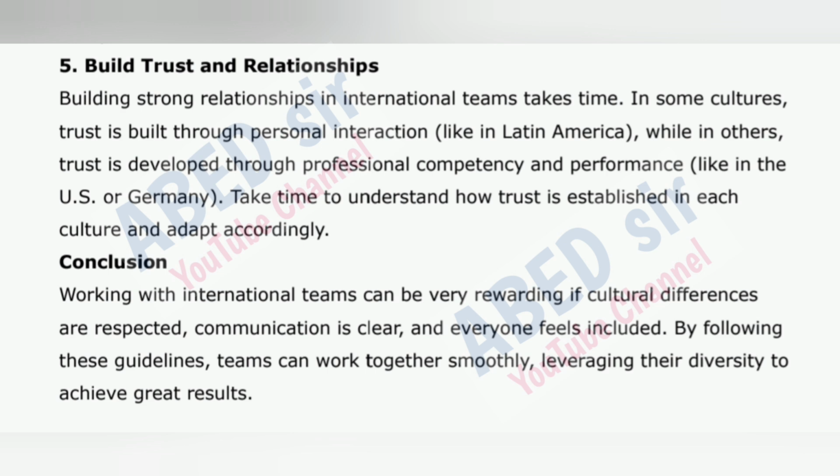Take time to understand how trust is established in each culture and adapt accordingly. Conclusion. Working with international teams can be very rewarding if cultural differences are respected, communication is clear, and everyone feels included. By following these guidelines, teams can work together smoothly, leveraging their diversity to achieve great results.